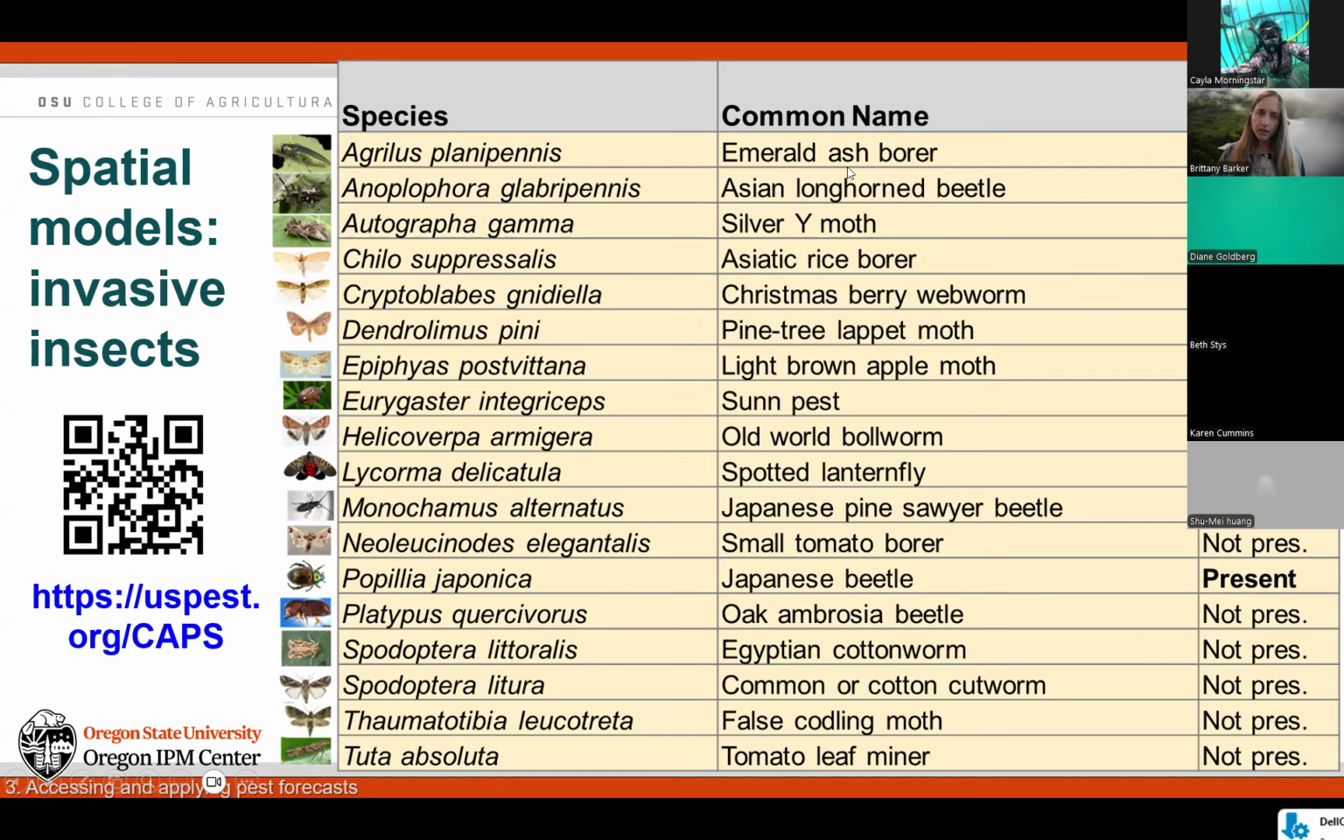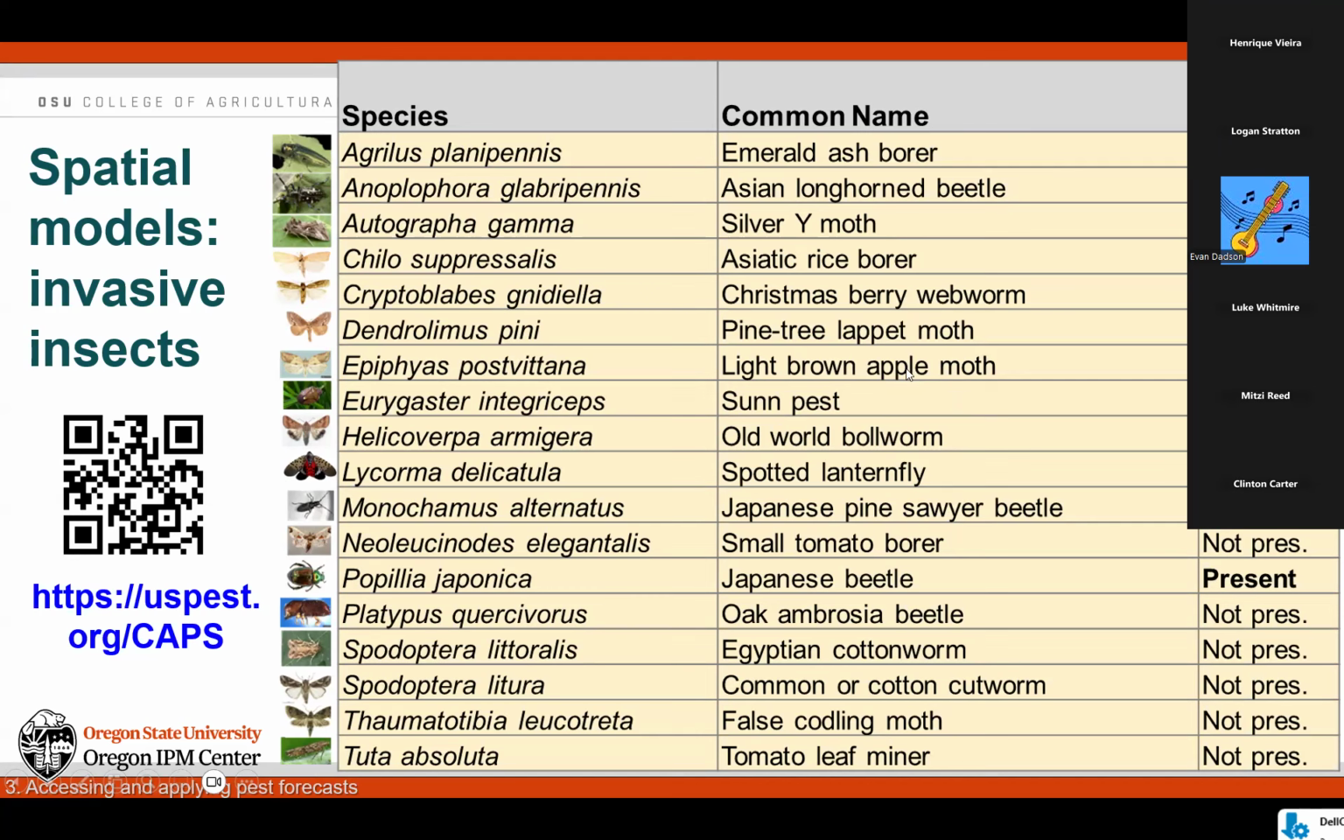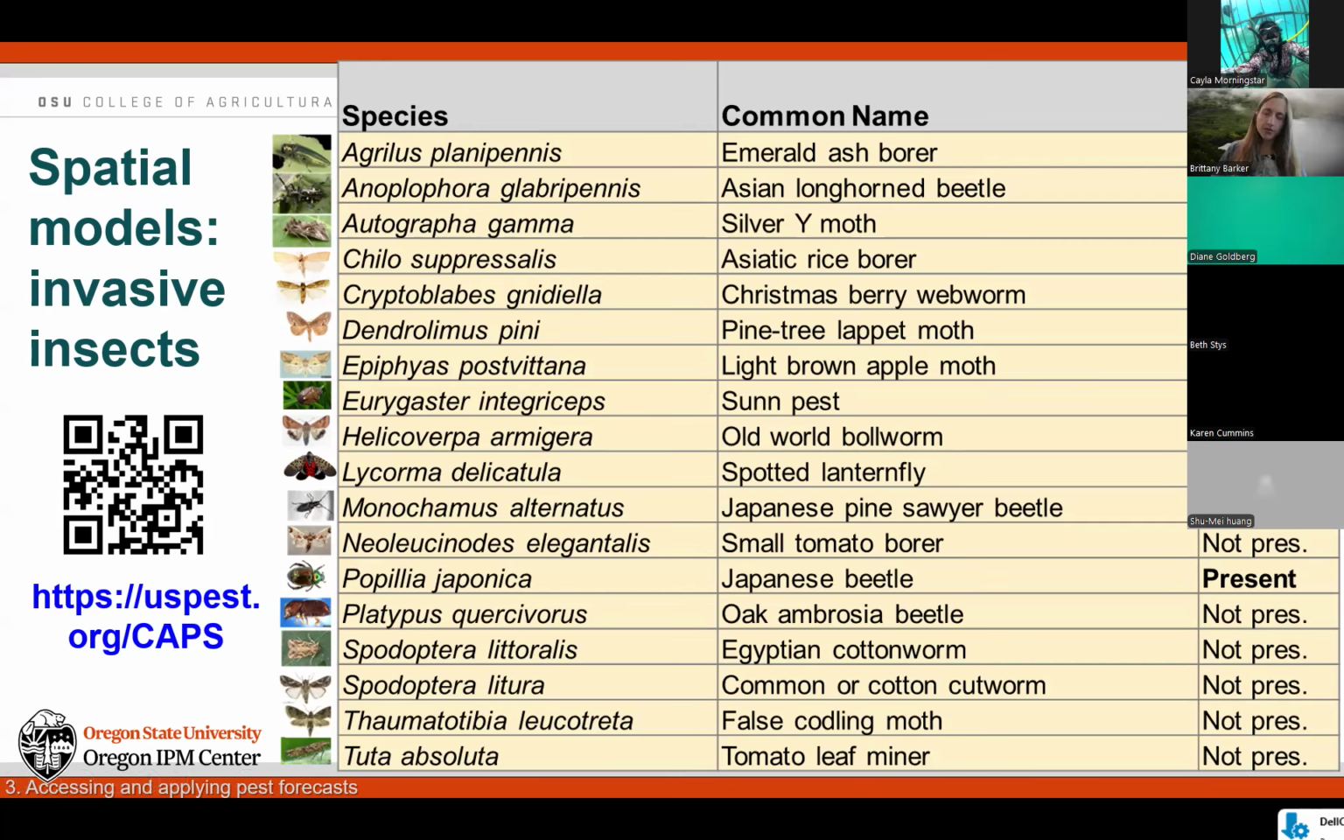So those include the emerald ash borer, Asian longhorn beetle, the light brown apple moth. Light brown apple moth has a limited distribution in California. Spotted lanternfly, I'm sure you're all familiar with that. It's becoming a huge problem on the East Coast. We're really worried about it in the West. And then the Japanese beetle, which is also really widespread in the East and has some isolated populations over on the West Coast as well.